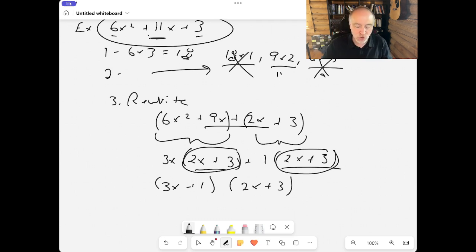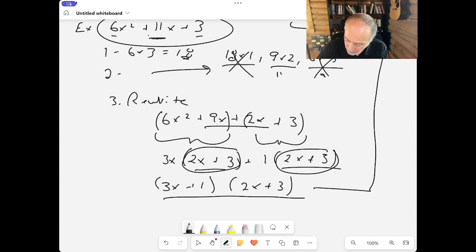So it doesn't matter which way I went at this, which way I wrote down the middle terms, it's going to turn out the same. So there's my factored equation. If I multiply that back together, I get back to where I started. And that's what we want. No guessing, just the steps. This is all we're doing.